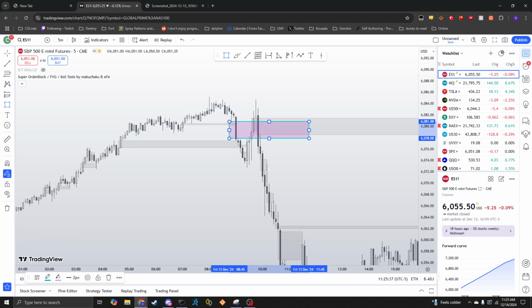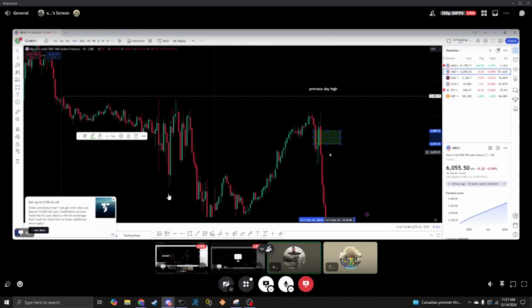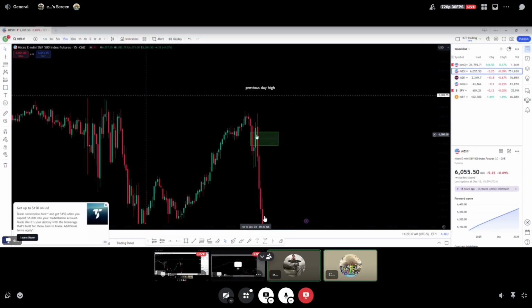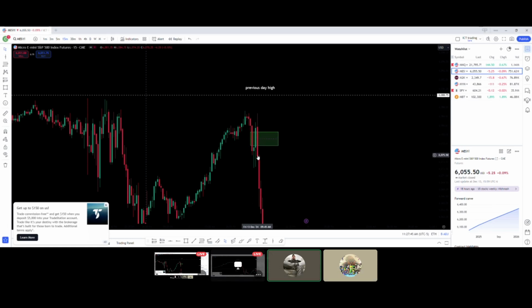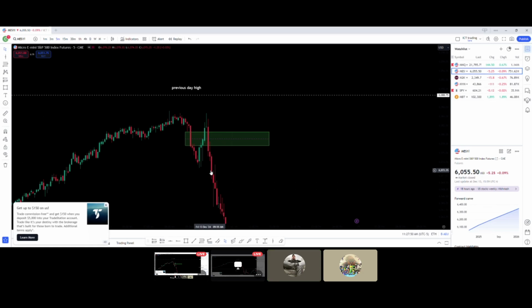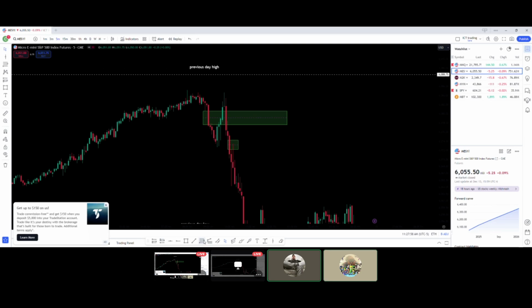I don't know if that was making a difference, but this is what I saw on my screen. There was the imbalance, and it started coming down. Once I saw this, I was like, okay, great, now it's coming down. Now I'm looking for an entry on the 5 minute. There was one right here, one right there, and then there was another one.